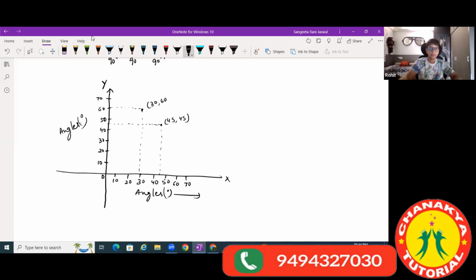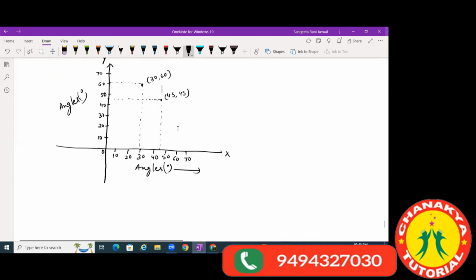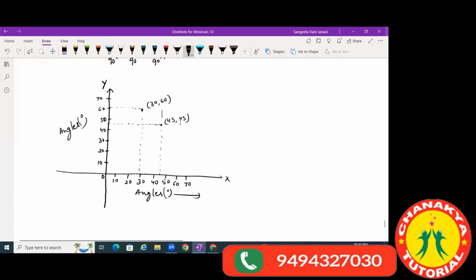Now again I want a point which was 60 and 30. The x-axis 60 is here and my y-axis 30 is here. So this point is now 60 and 30. I've plotted these points, and when I join them with the scale, you will get a straight line.